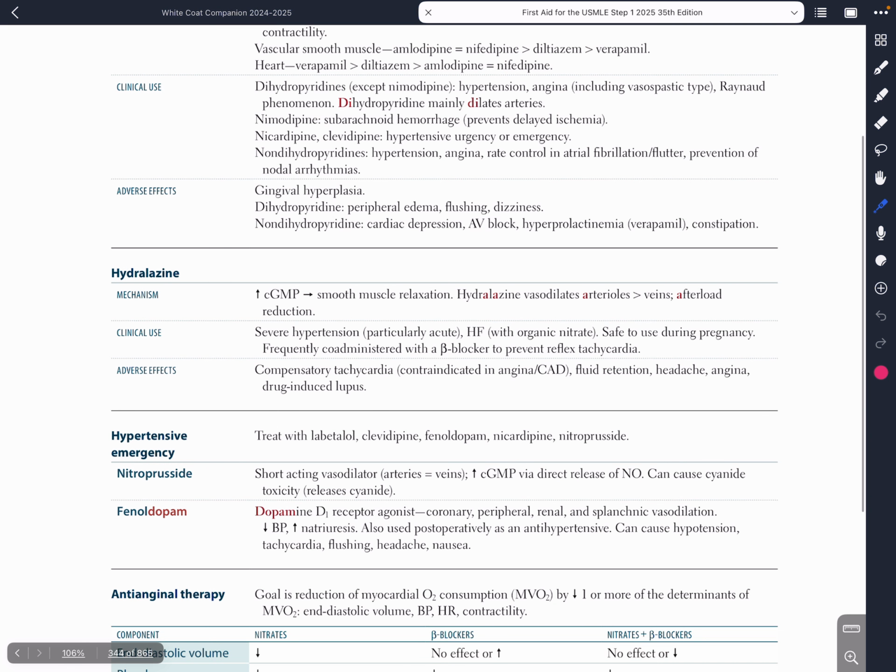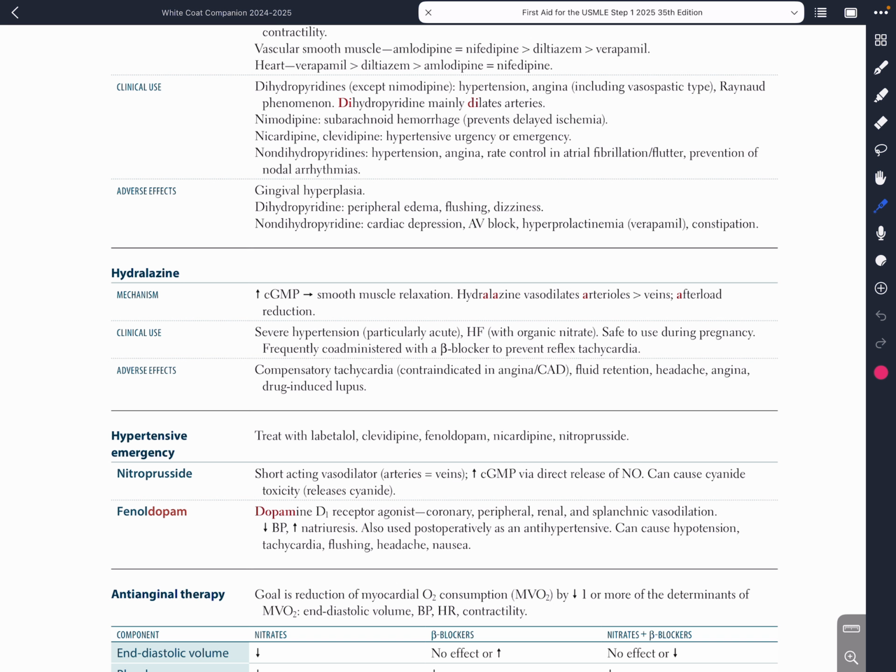An adverse effect of calcium channel blockers is gingival hyperplasia. Gingival hyperplasia is one of the main adverse effects of calcium channel blockers. Dihydropyridines cause peripheral edema, flushing, dizziness. Peripheral edema is very common.